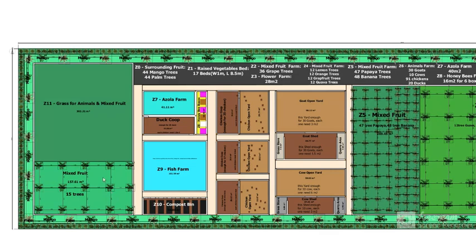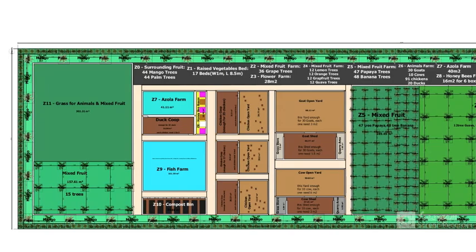Maybe we can use the space under the trees. You can cultivate any kind of vegetables and other grass also. This is zone 11.